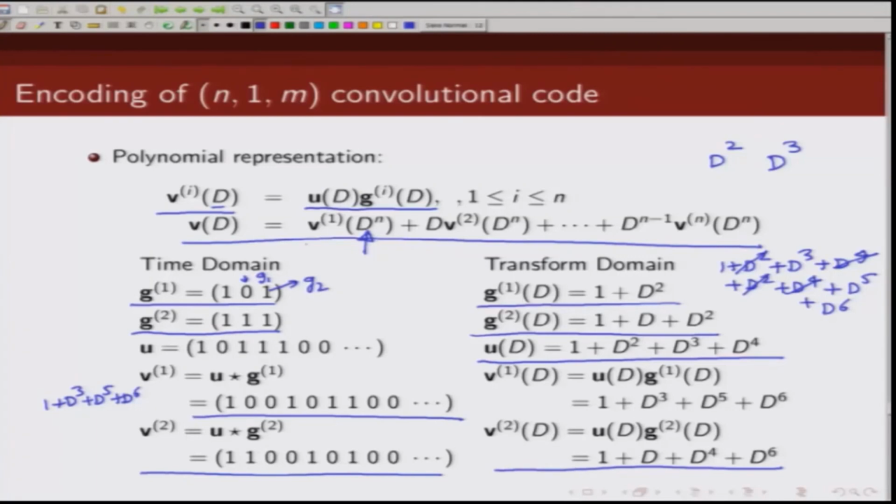Now how do I combine these n sequences? So note, this V1 Dn is the output from the first coded sequence, this is the output from the second coded sequence, that is delayed by 1. The output from the third sequence will be delayed by D square, and similarly the output from the nth sequence will be delayed by n minus 1.